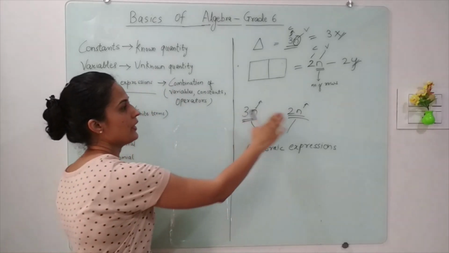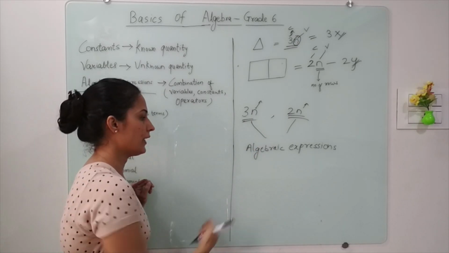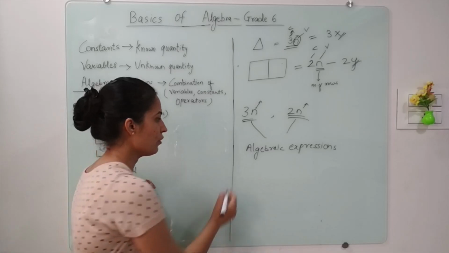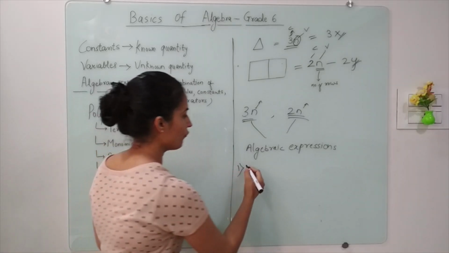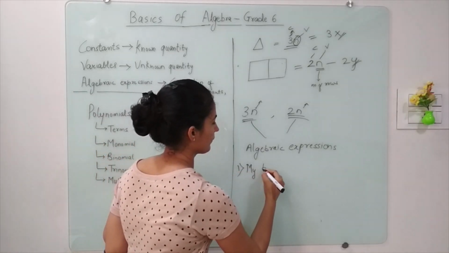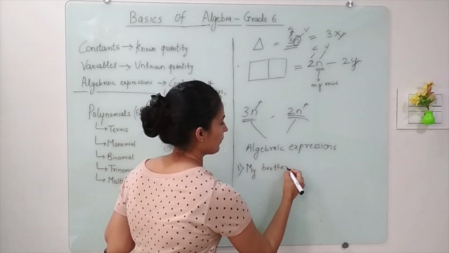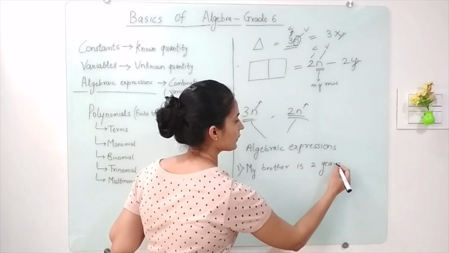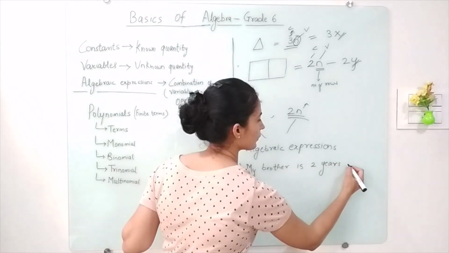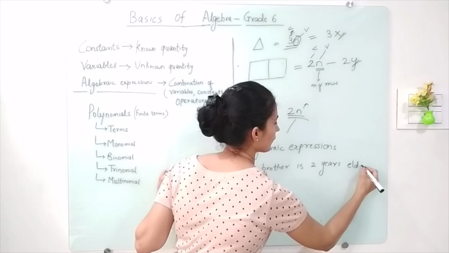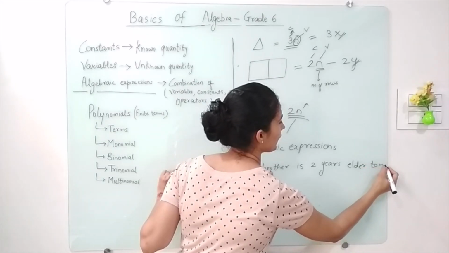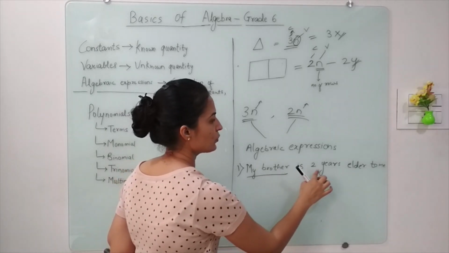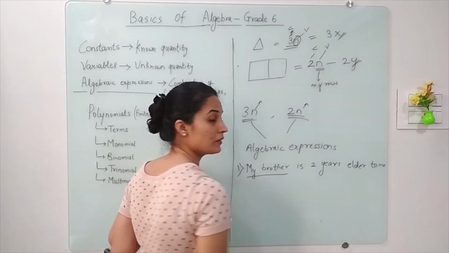So these are the algebraic expressions. Let's take some statements and we will try to express them in algebraic expressions. For example, let's take an example: my brother is 2 years elder to me.